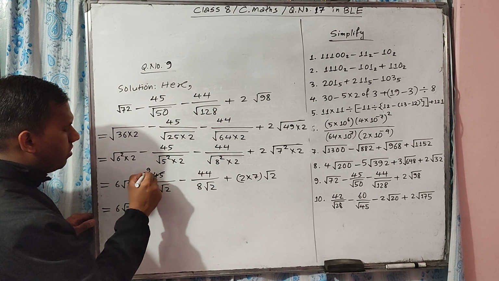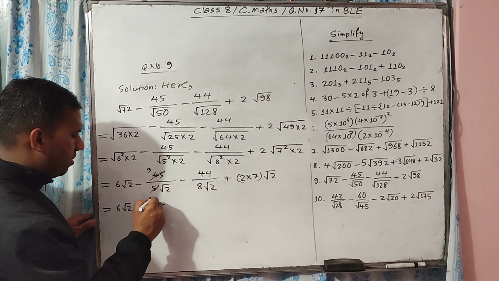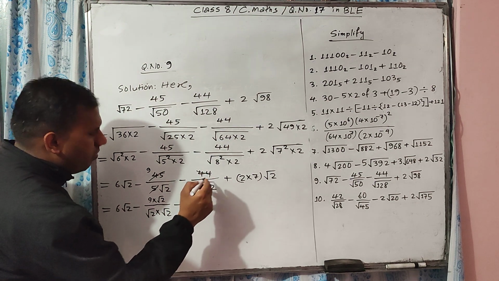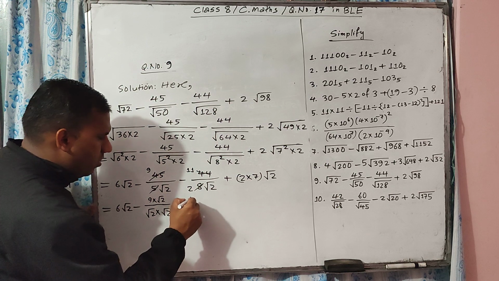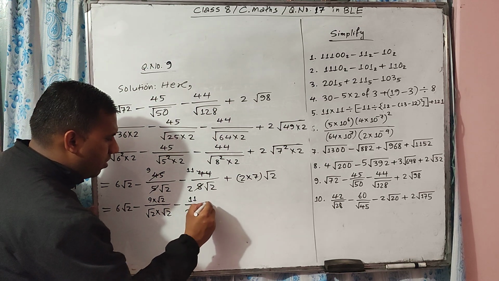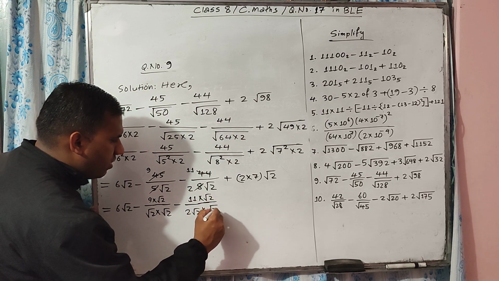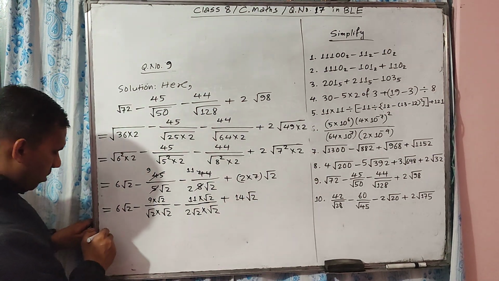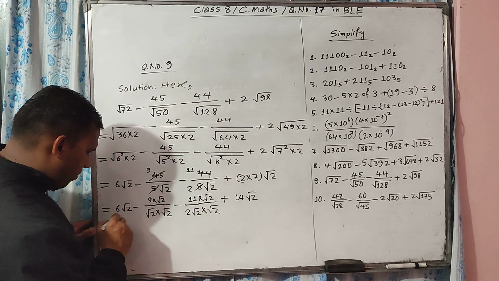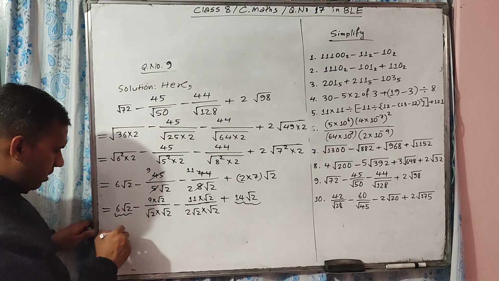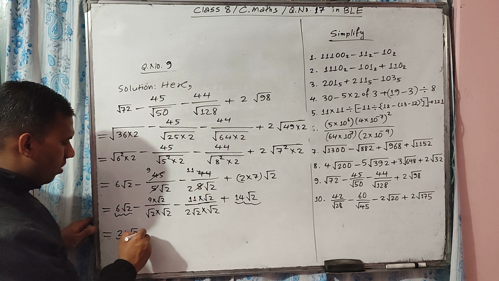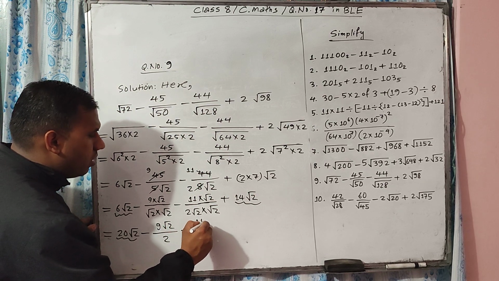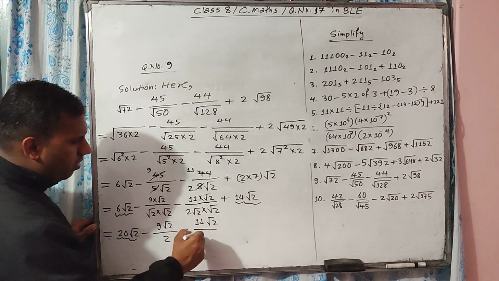5 nines are 45, so 9 by root 2, and rationalize it, multiply by the irrational factor root 2 by root 2, minus 4 into 8, 4 elevens are 44, so 11 by 2 root 2, multiply by root 2 upon root 2, rationalize the denominator, plus 2 sevens are 14 root 2. This is equal to 6 root 2 plus 14 root 2, this portion just adding together, 14 plus 6 is 20 root 2 minus 9 root 2 upon root 2 into root 2 is square, it becomes 2, minus 11 root 2 upon root 2 into root 2, 2 into 2, 4.